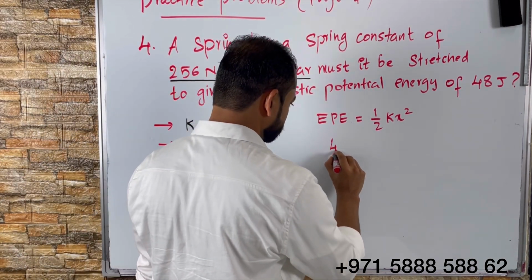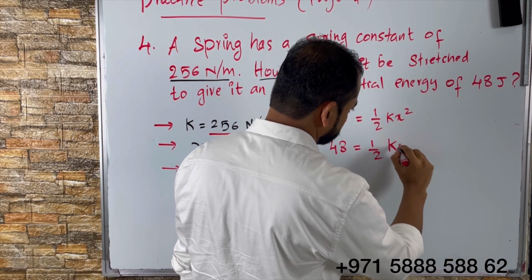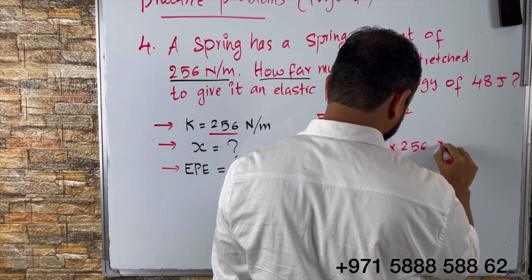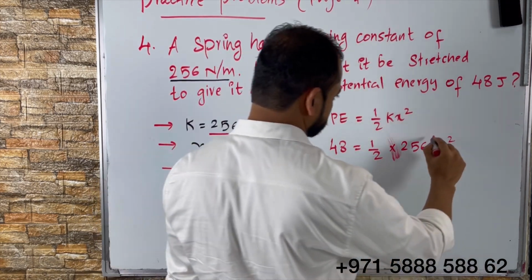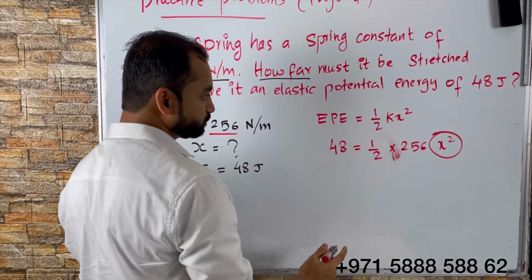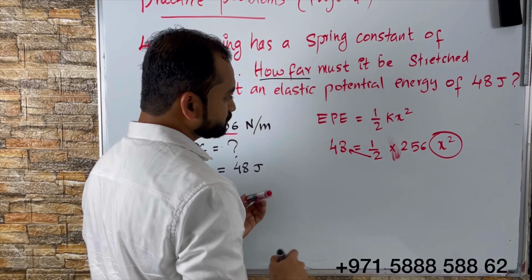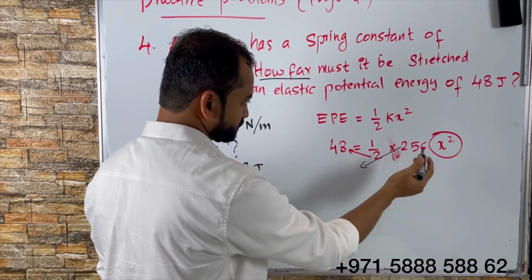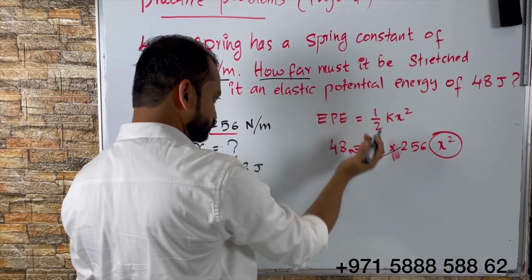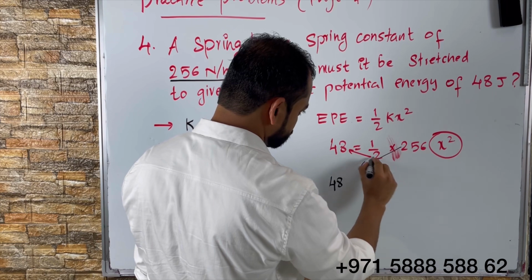So elastic potential energy, which is 48, is equal to 1 by 2 multiplied by k. The k value is 256, and x squared. So I will keep x squared here, and the 1 by 2 and 256 will cross the bridge. When anything crosses the bridge, whatever is in the numerator goes to the denominator, and whatever is in the denominator goes to the numerator. So 48 is already here, and this 2 will go here.